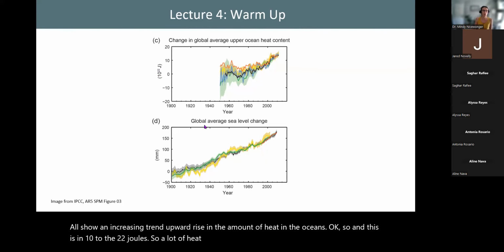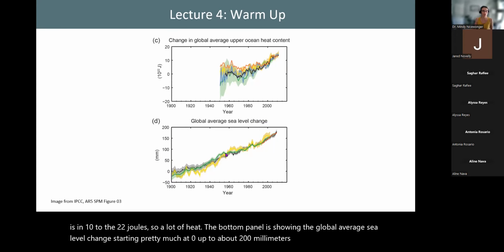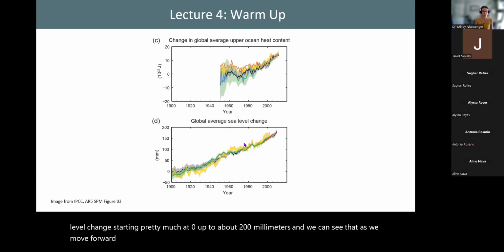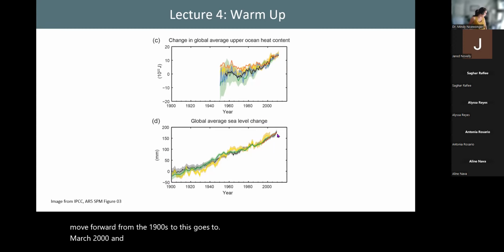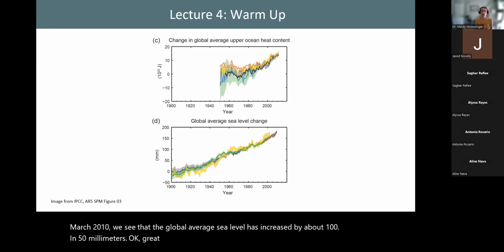The bottom panel is showing the global average sea level change, starting pretty much at 0 up to about 200 millimeters. And we can see that as we move forward from the 1900s to about 2010, the global average sea level has increased by about 150 millimeters. Okay, great responses, great discussions in the chat here.